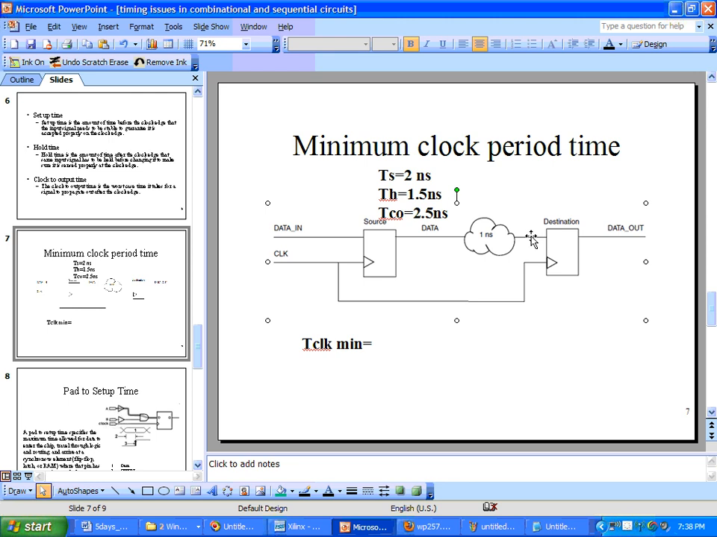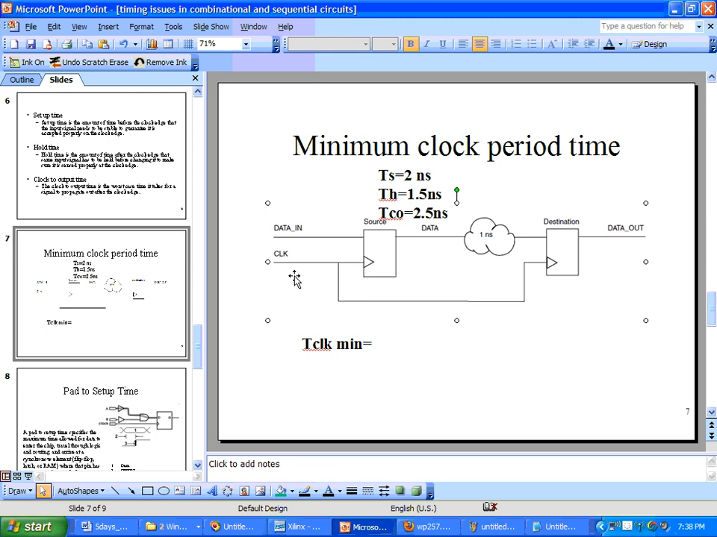Then when will the correct value come here? 13.5 nanoseconds. If the value comes here at 13.5 nanoseconds, then when can you trigger? The correct value is reaching the D input of the second flip-flop at 13.5 nanoseconds. Then when can you trigger? After 2 nanoseconds, because the setup time has to be 2 nanoseconds. The value has to be steady for 2 nanoseconds on the D input before you give the clock edge. So 13.5 plus 2 is 15.5 nanoseconds.